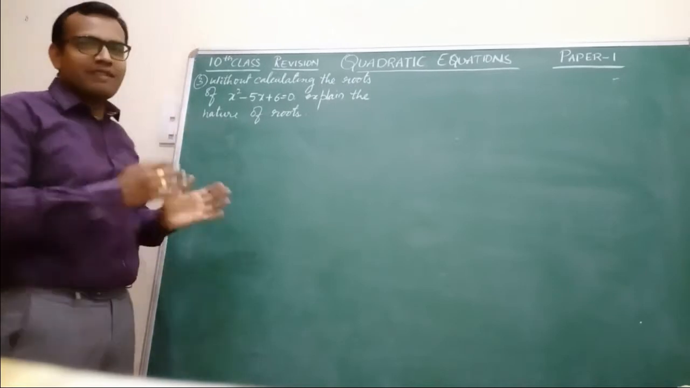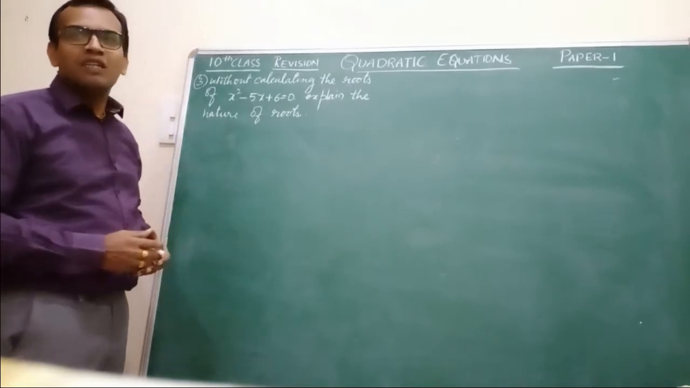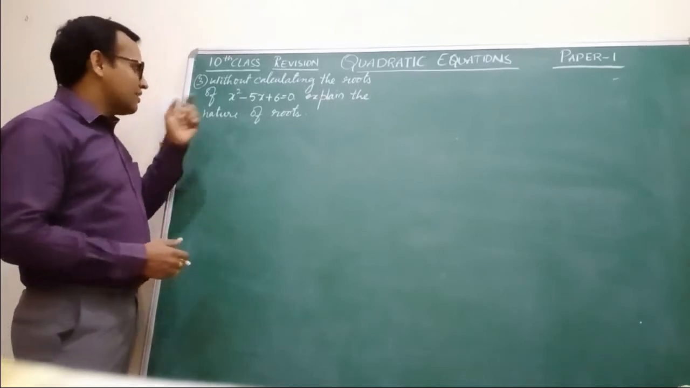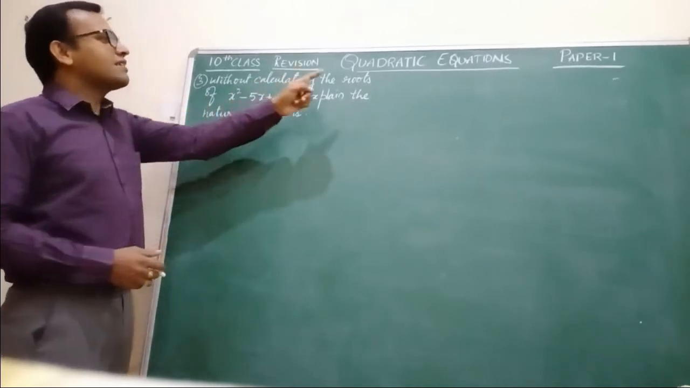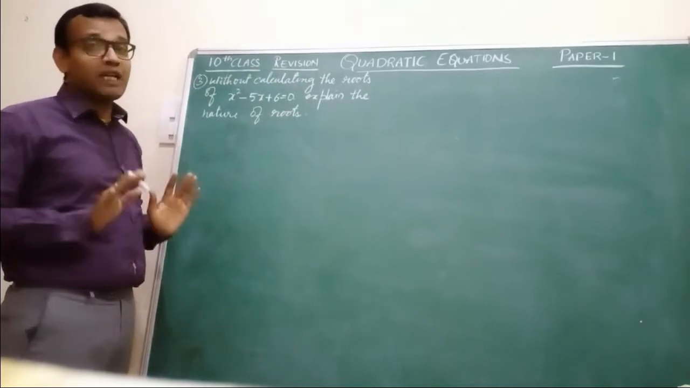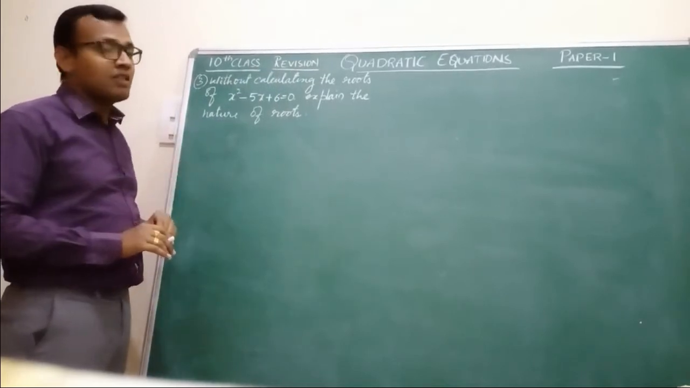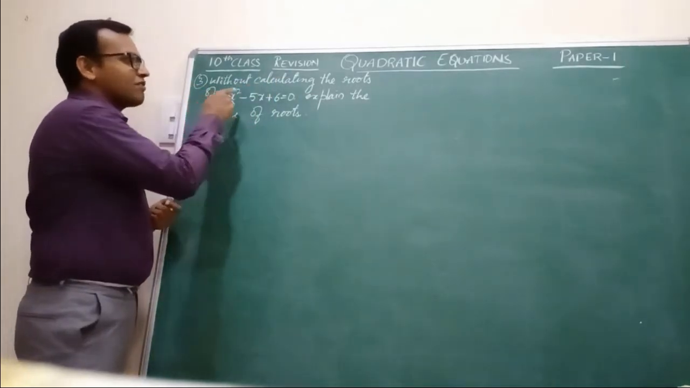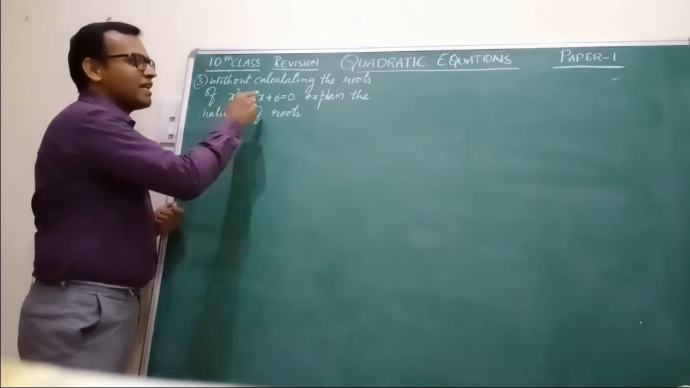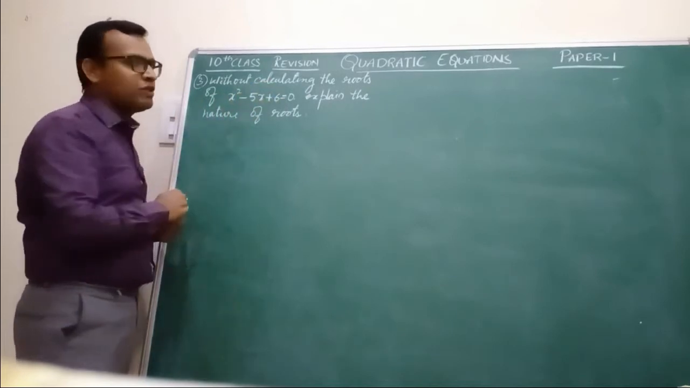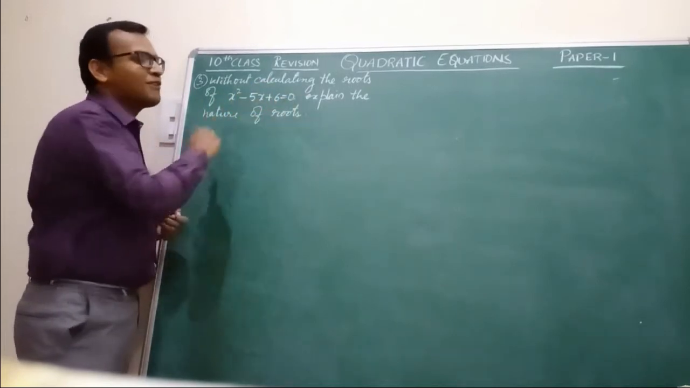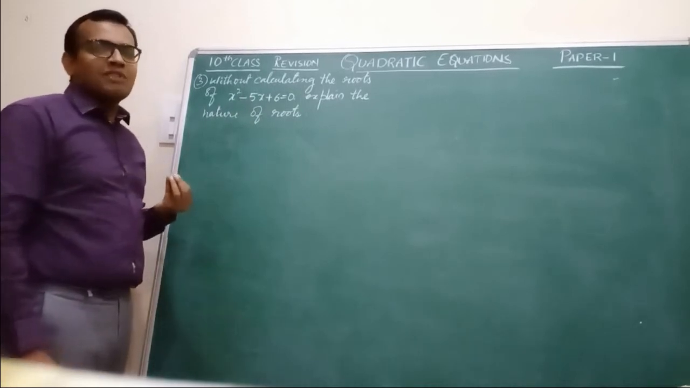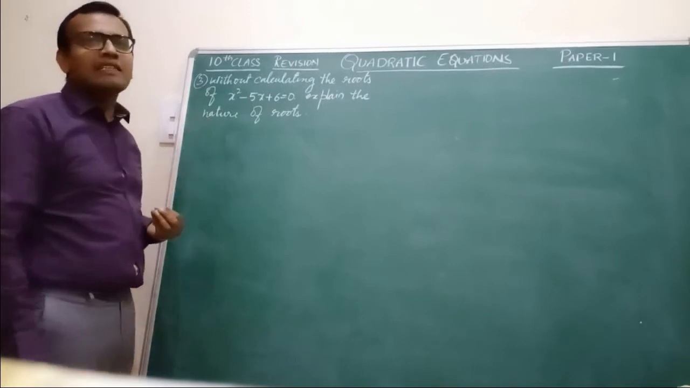Now here in the same pattern, one more question is there which we can expect in the examinations. Without calculating the roots, so we need not calculate what the roots of this equation are. But what are we going to do now? Without calculating the roots of this equation, x square minus 5x plus 6 equal to 0, explain the nature of roots.